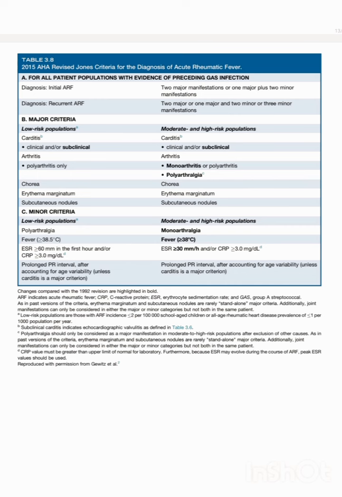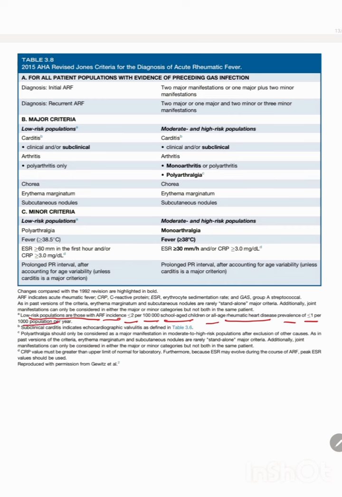risk population. Low risk populations are those who are having a low incidence of acute rheumatic fever, in whom acute rheumatic fever tends to occur in school going children, that is between 5 to 15 years of age. Incidence of rheumatic fever is less than 2 per 1 lakh school going children, or all age rheumatic heart disease prevalence of less than 1 per 1000 population.